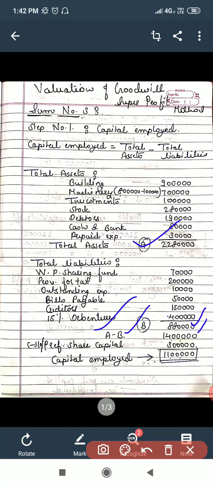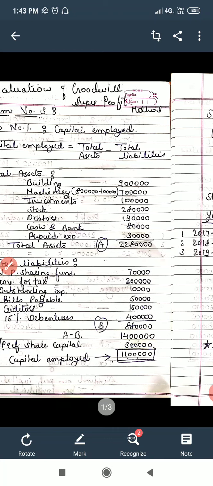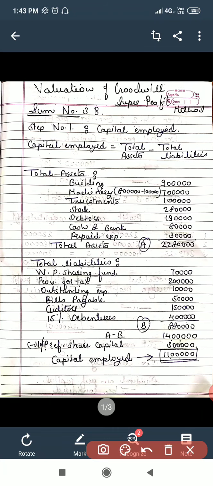Apart from that, in our balance sheet we have been provided with the 10% preference share capital of rupees 3 lakhs, and that has to be paid back. That is why we are going to deduct it from our net asset of rupees 14 lakhs. That is how you arrive at the capital employed of rupees 11 lakhs. So we are done with step number 1, that is calculation of the capital employed.